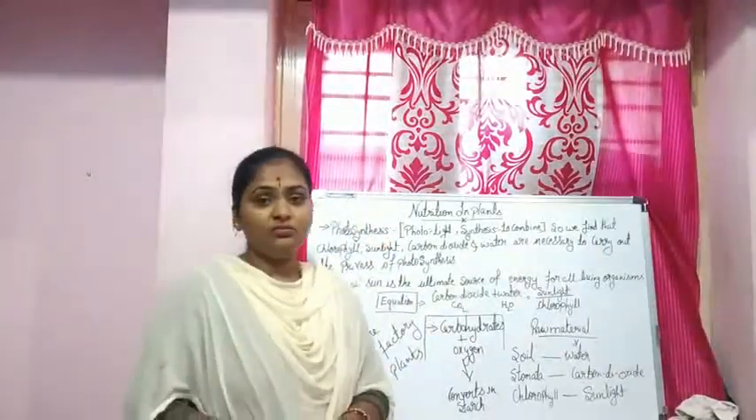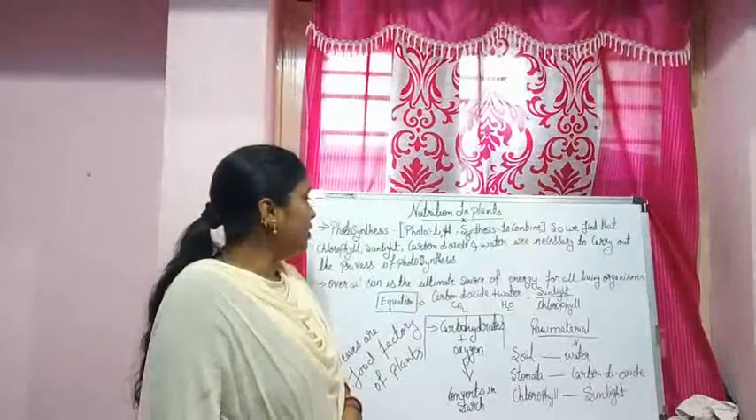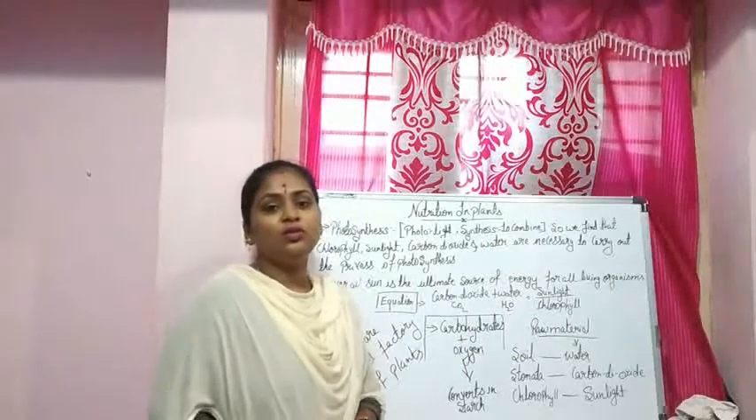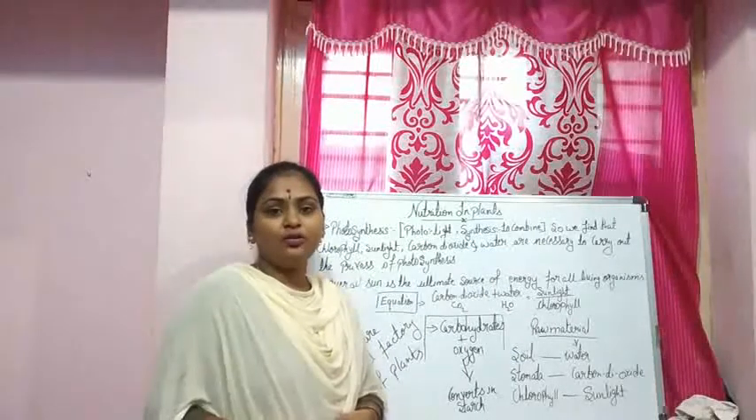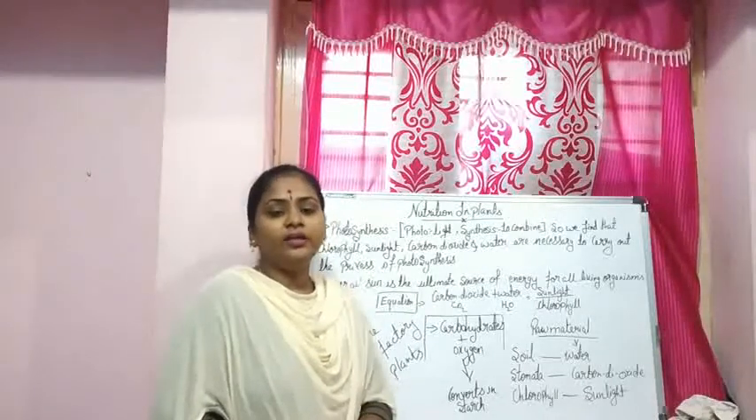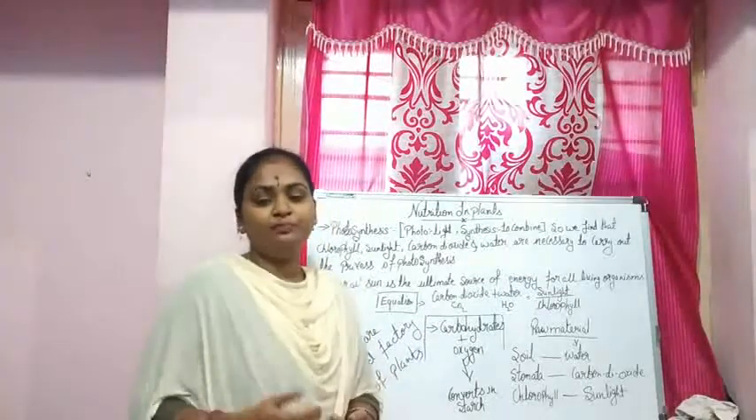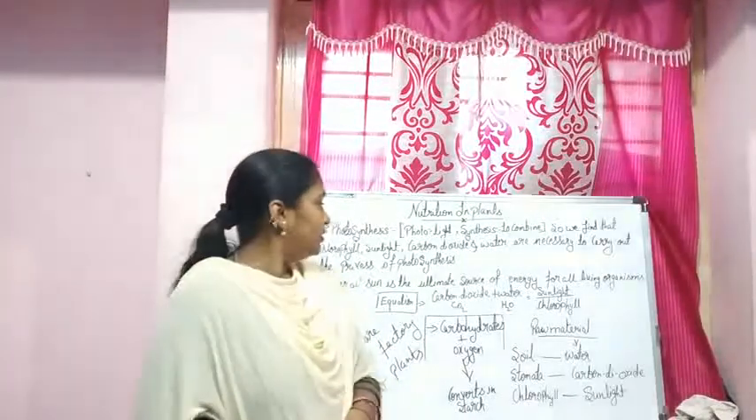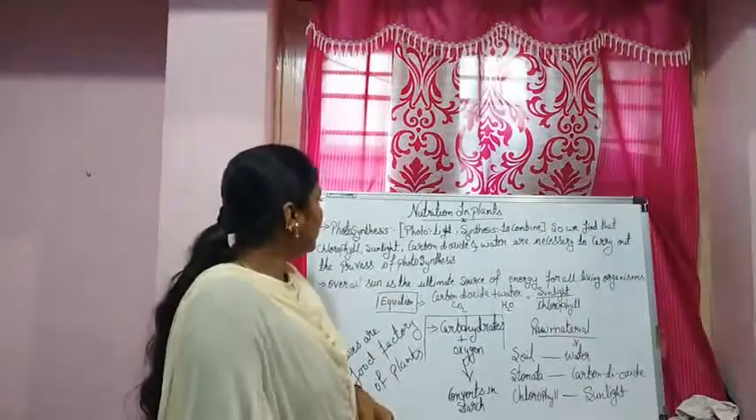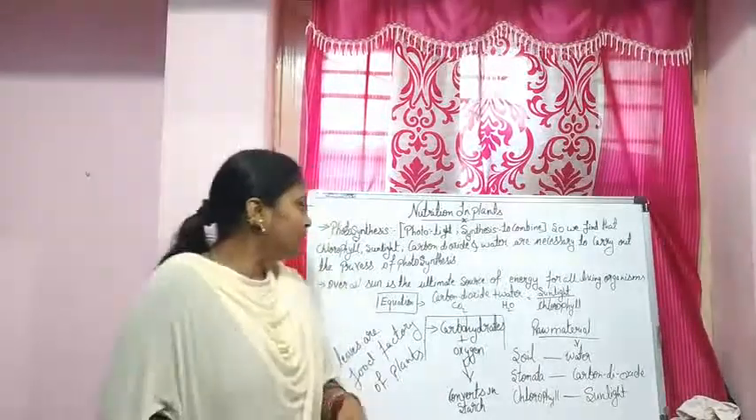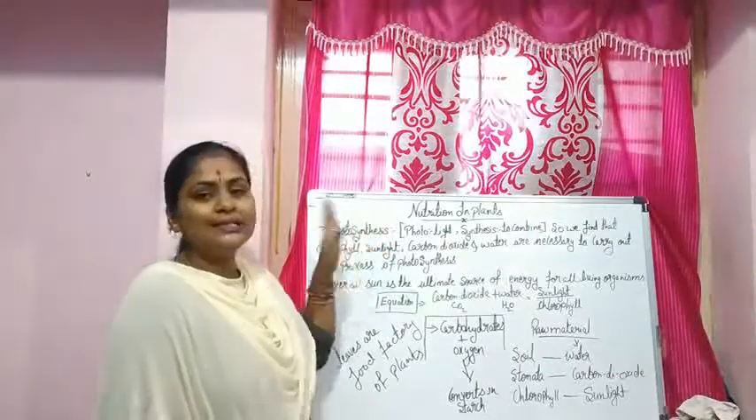Starting with the same chapter of nutrition in plants. In the last chapter we already studied about the nutrients, autotrophs, heterotrophs and about the cells present in the plants, and in the cells, the cell membrane, nucleus, cytoplasm and stomata. Now today we will go through how plants prepare their own food by the process of photosynthesis.